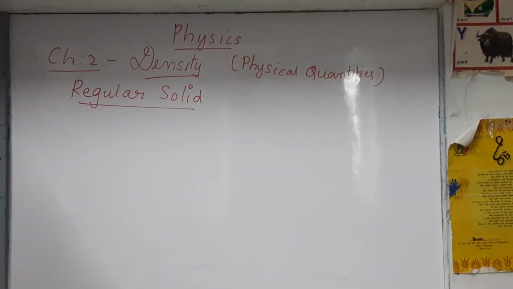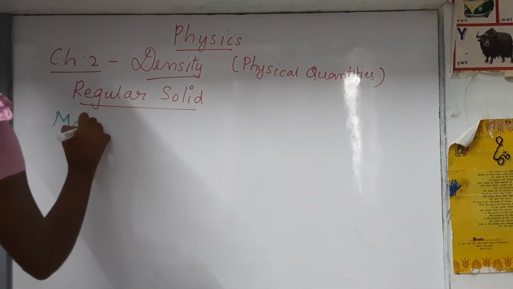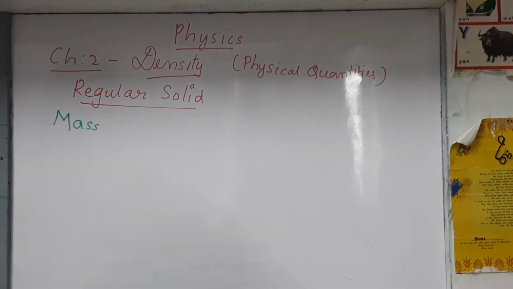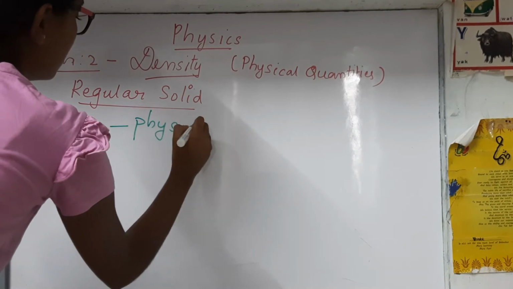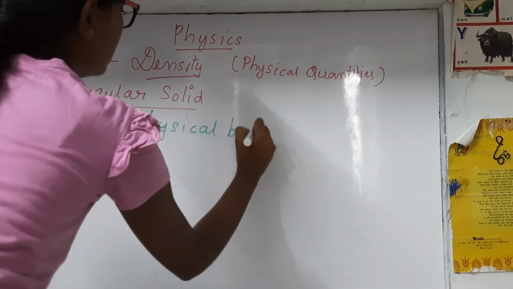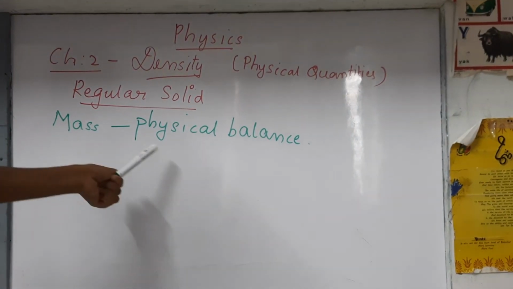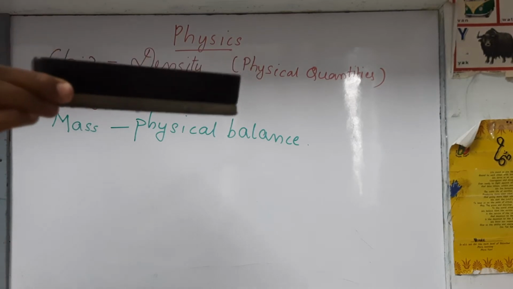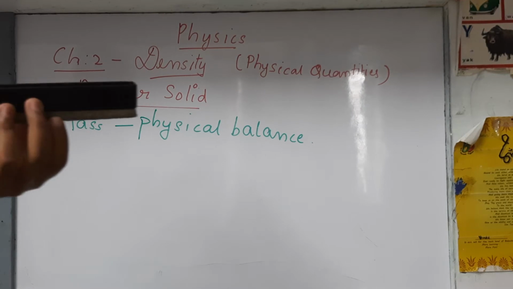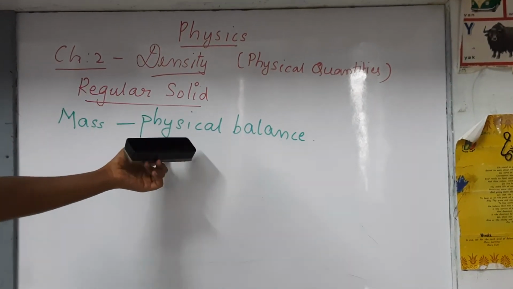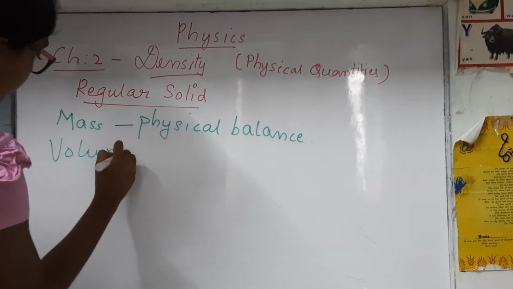To determine the density of a regular solid, find out its mass. How to find out its mass? Mass is found out through our physical balance. Now I have a piece of duster. This duster is a cuboid in shape. So I find out the mass by keeping it on a physical balance. Its volume: how can I find out its volume?